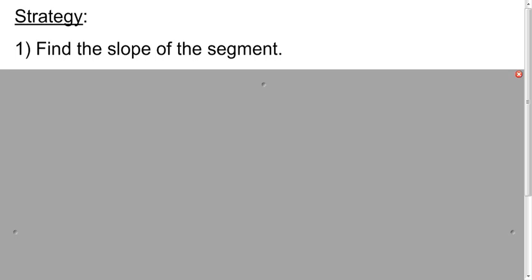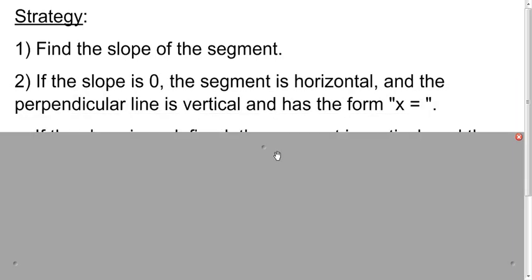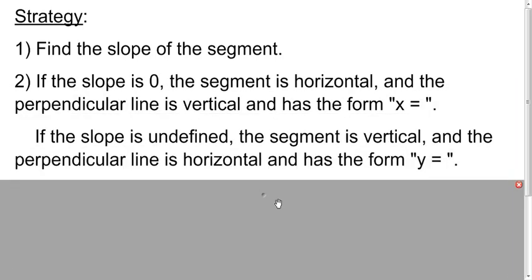Well, there's a strategy we can follow. We're going to come back to the example in a moment. First, we want to figure out its slope. Now, if it turns out that the slope is either 0 or undefined, all we have to do is use an equation of the form x equals or y equals and plug in the correct coordinates.